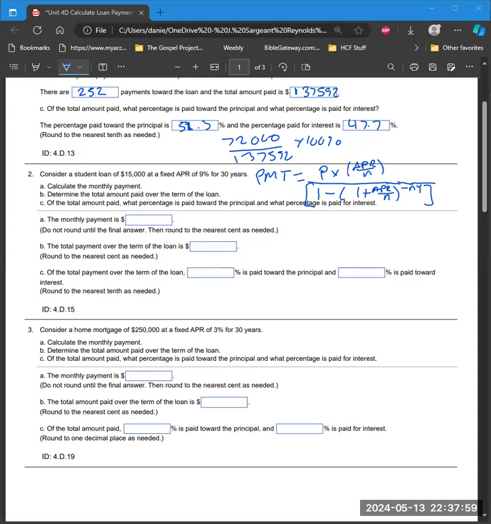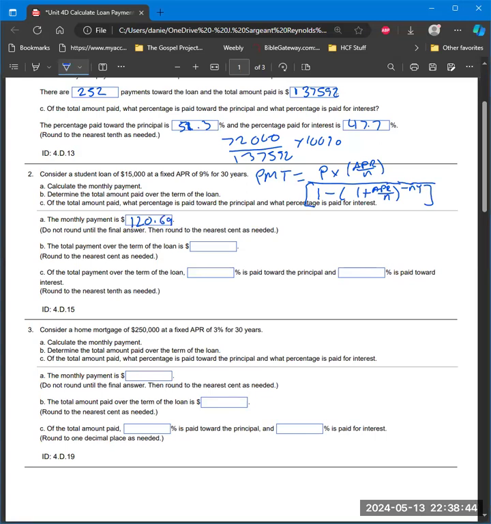$15,000 times APR of 9%. Monthly payments, so N is 12, over 1 minus parentheses 1 plus APR of 9% over 12, close my parentheses, raised to the negative 12 times 30. It's going to be 120.69.